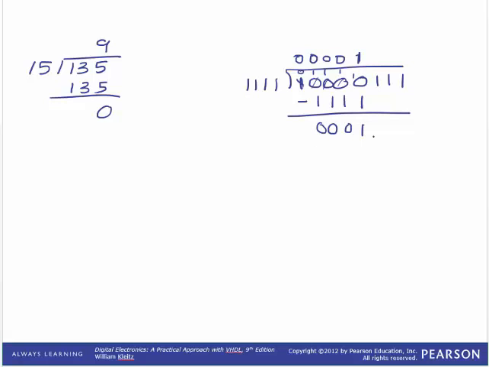Now, does 1111 go into 1? No. Bring down a 1. Does 1111 go into 11? No. Does it go into 111? No. Does it go into 1111? Yes, exactly 1 time. So then that 1 times that, 1111, subtract, and it's a 0. Yay! Okay, next one.